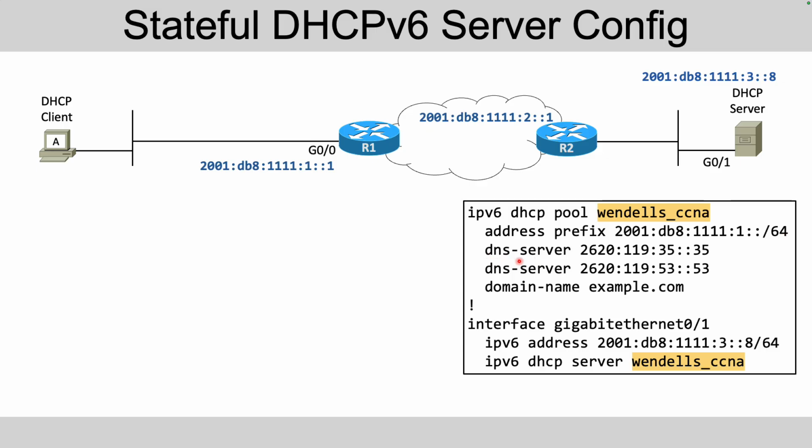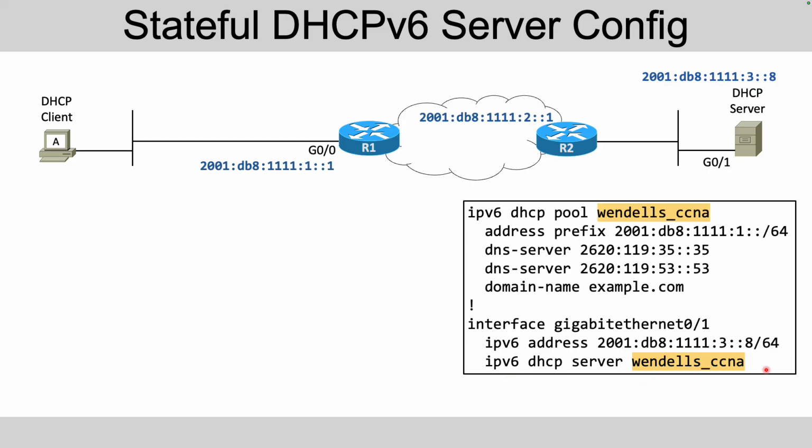You can define one or more DNS servers like you see here. And then it's a good idea to define the domain name. Example.com is good because that's used for documentation. Then the thing that people sometimes miss is this. You go to the interface on which, here's our server, on the server interface still, and you configure the IPv6 DHCP server command to enable DHCPv6 services for incoming packets on the interface, and you refer up to this pool. So on this interface, use this command.